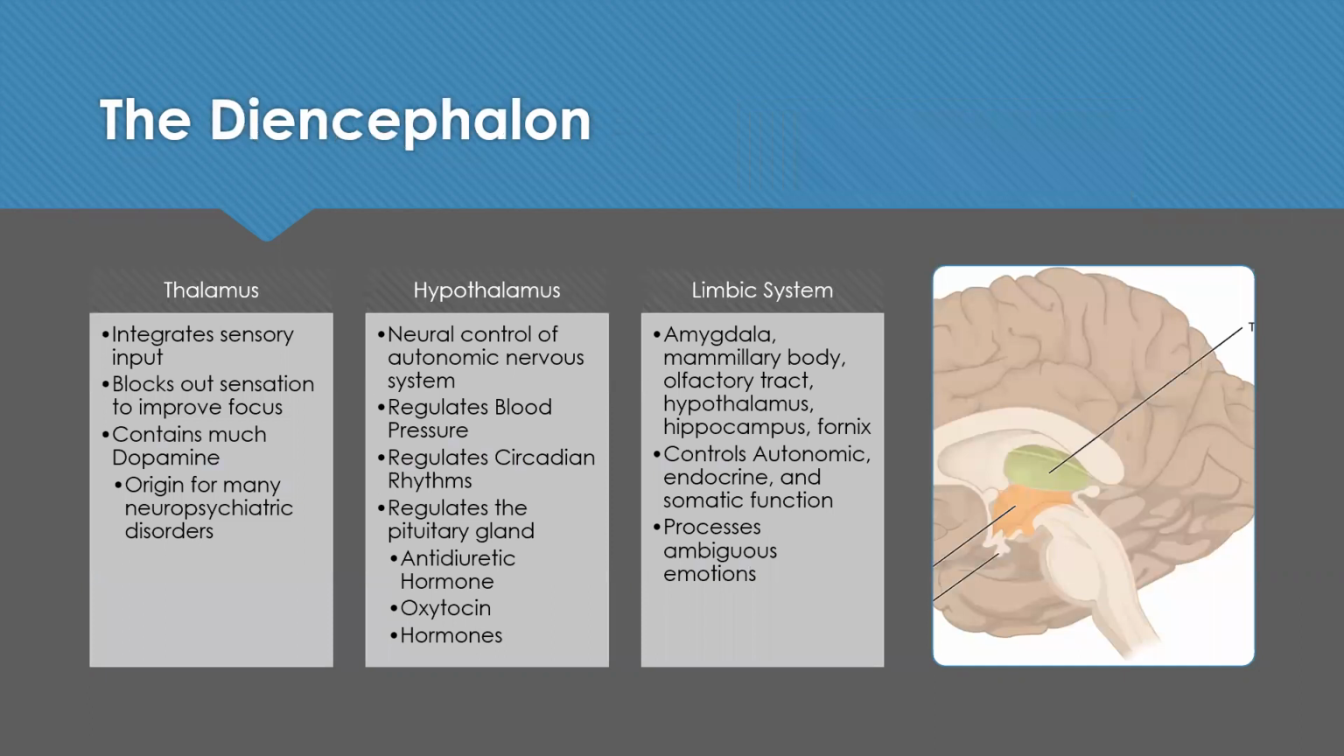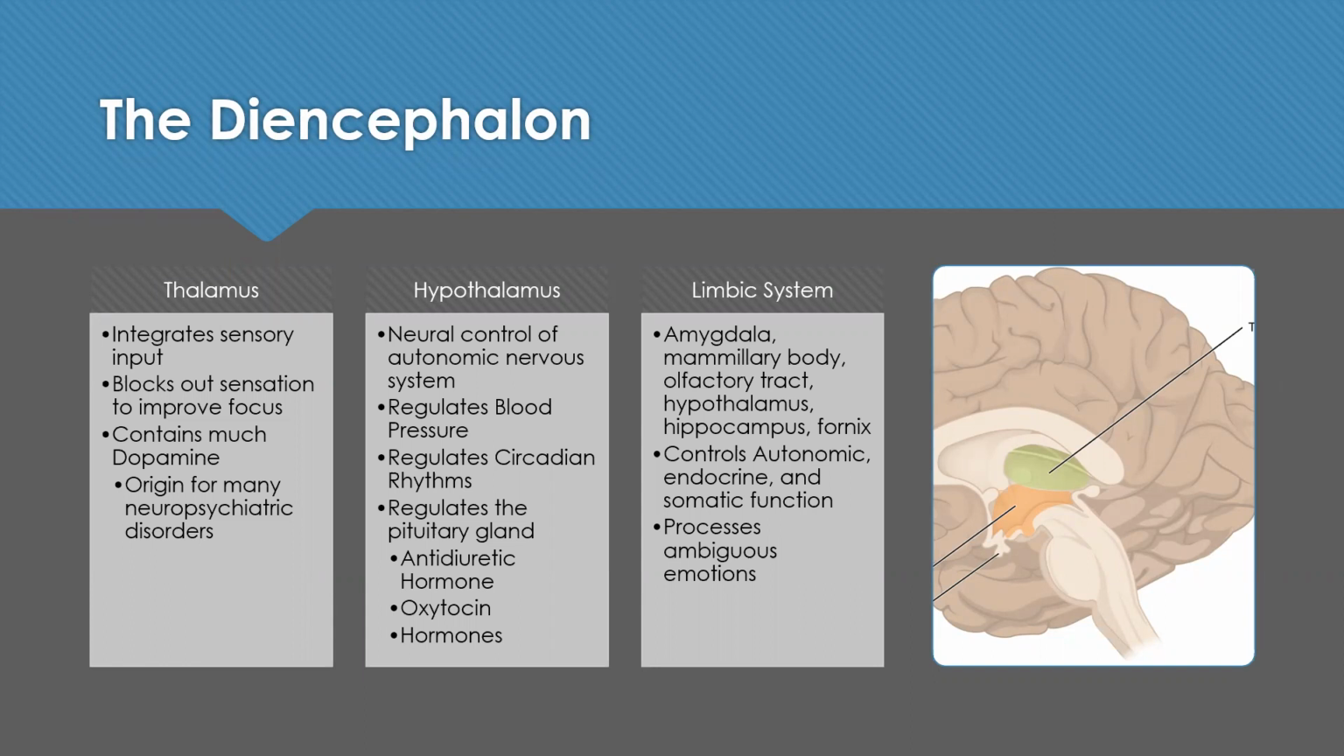The diencephalon includes the thalamus, which integrates sensory input and blocks out sensations to improve focus. And it also contains most of our dopamine, so it's the origin for a lot of neuropsychiatric disorders. The hypothalamus has neuronal control of our autonomic nervous system. So it regulates our blood pressure, circadian rhythms, and pituitary gland release of antidiuretic hormone, oxytocin, and other hormones.